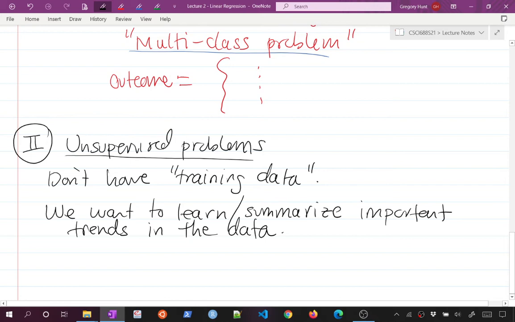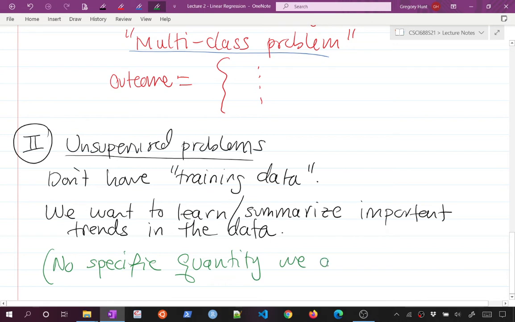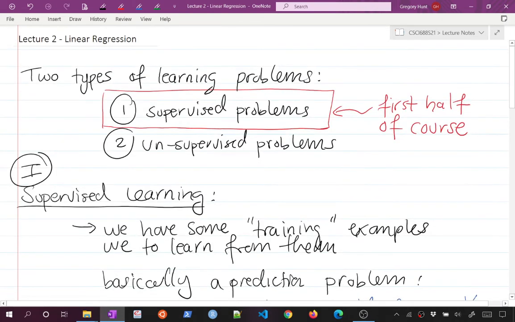It seems a bit vague, and it can be a bit vague at some points, but there's not as much of a well-defined problem. There is no specific quantity we are predicting. This will make a lot more sense after we've done a bunch of supervised stuff and we talk about these unsupervised techniques. But unsupervised techniques are just trying to learn some patterns in the data, and trying to summarize the important patterns. We don't know a priori exactly what we want to predict. So that's kind of an overview of the course.